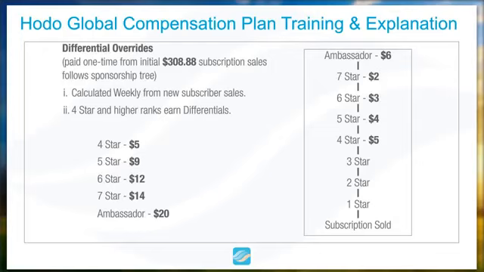You could be getting $2, $3, $6, $4. This depends on what rank you're at. Because anybody below you that's earning a differential, you would just basically earn the difference between what all those people are making out of that $20. Whatever's left over out of that $20 you would get. Okay? Pretty strong.